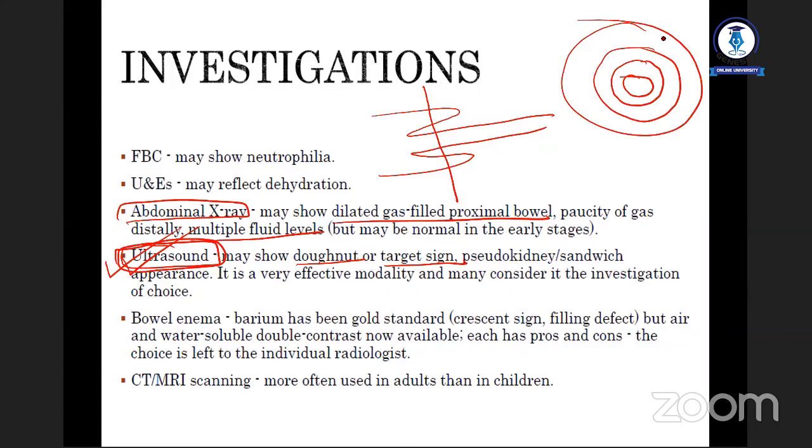You remember the circular structures that we use for target practice? So it looks like a target sign. So donut sign or target sign. Pseudokidney. What happens is if you take a longitudinal picture of it, we have taken a transverse picture. If you take a longitudinal picture of it, it looks like a kidney, or a pseudokidney sign is present.